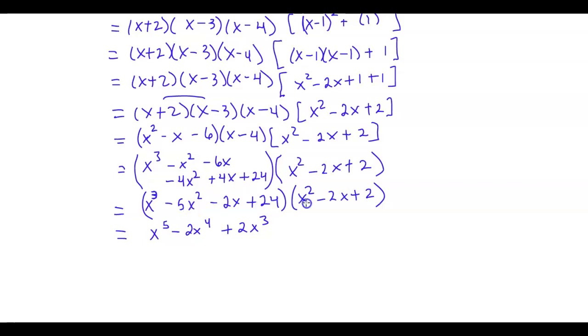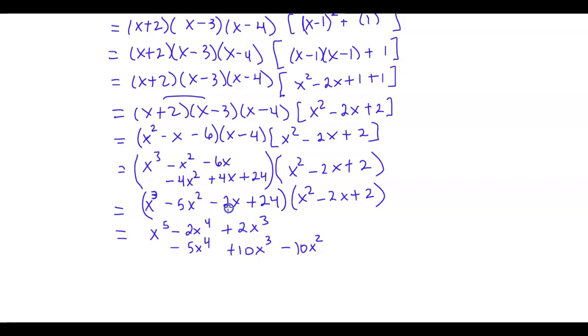So negative 5x squared times x squared will be a negative 5x to the 4th. And then negative 5x squared times a negative 2x will be a positive 10x cubed. And then do the same thing with 2 here. That will be a negative 10x squared.